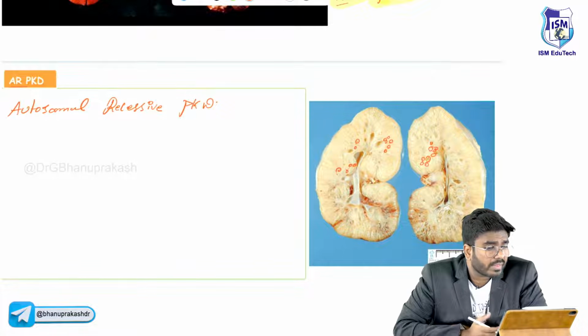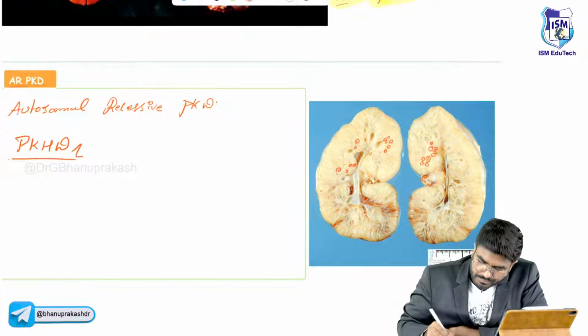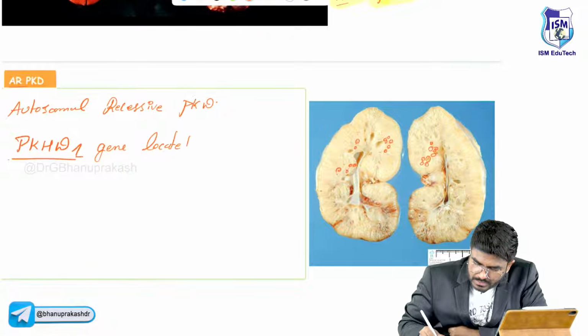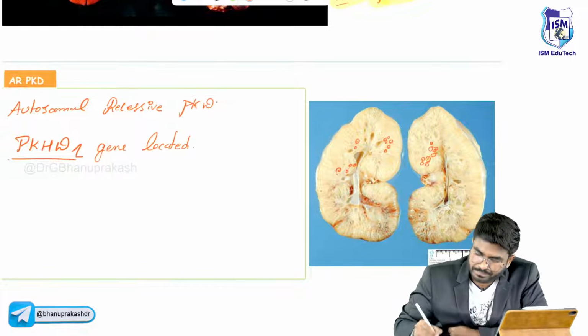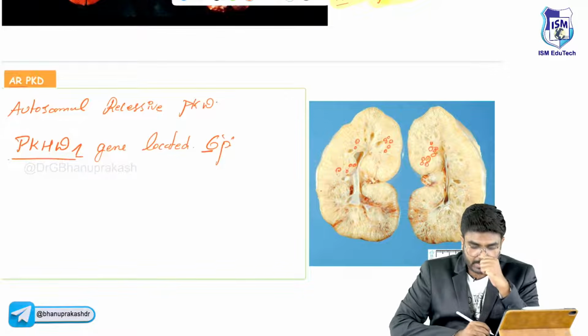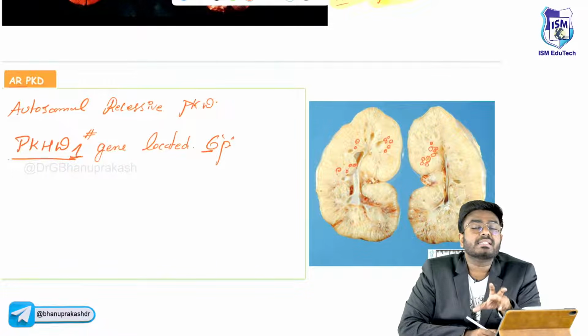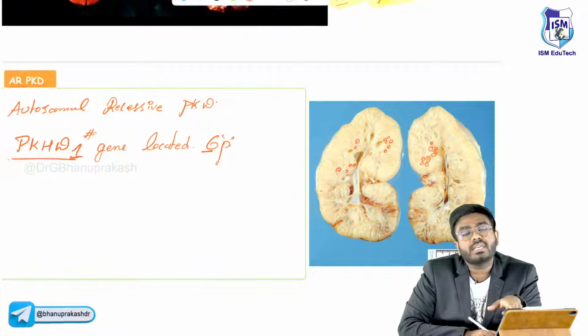What is the gene involved in ARPKD, guys? It's the PKHD1 gene. So the PKHD1 gene is mutated. It is located on chromosome number 6p, the short arm of chromosome 6. So when this gene is mutated, what is the protein that's going to be affected?